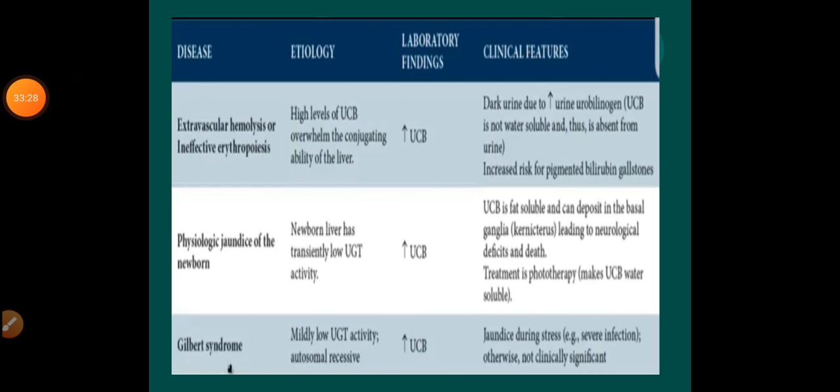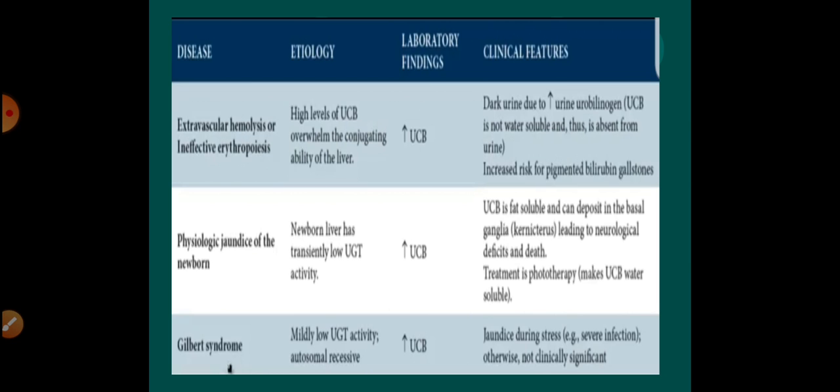Coming to the discussion of different causes of increased hemolysis, extravascular hemolysis or ineffective erythropoiesis, there is increased destruction of RBCs in the reticuloendothelial cells, which occurs predominantly in the spleen. In ineffective erythropoiesis, there is destruction of immature erythroid cells in the reticuloendothelial cells of the bone marrow. In these two conditions, the conjugating capacity of the liver is normal, but the production of bilirubin is overwhelming the conjugating capacity of the liver.